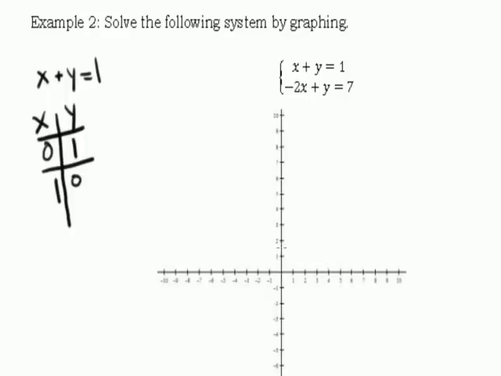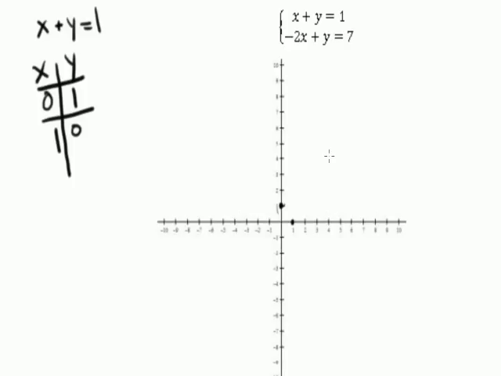So for that first line, I'm going to plot a point at 0, 1, and a point at 1, 0. Drawing the line between those 2 points. Let's line this up. Got a point here. Got a point down here.